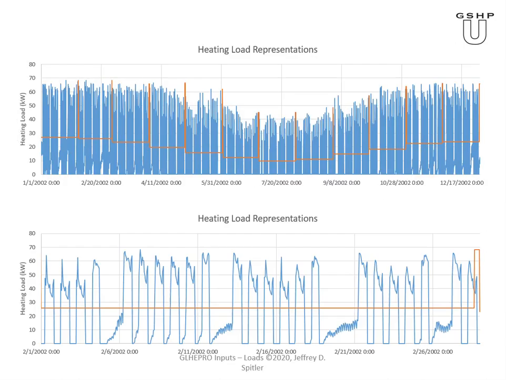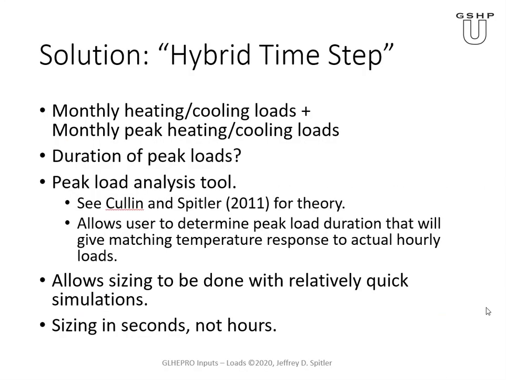So again, going back, on this day we have this funny shape with the loads increasing at night, and then all of a sudden they shoot up when we have, I think, a thermostat coming back from setback, right? How do we get this duration that gives the same temperature response? And that's what we're going to look at with the peak load analysis tool. All right, and as I said before, it allows the sizing to be done with relatively quick simulations and sizing in seconds, not in hours.